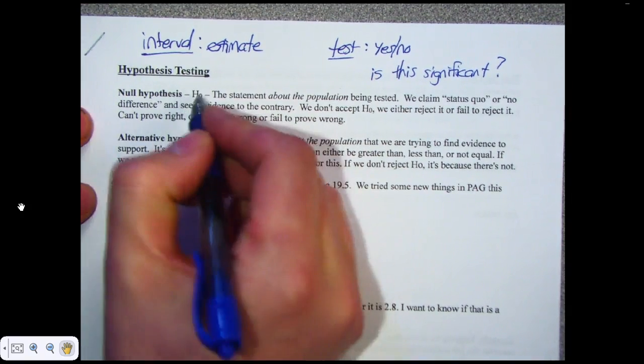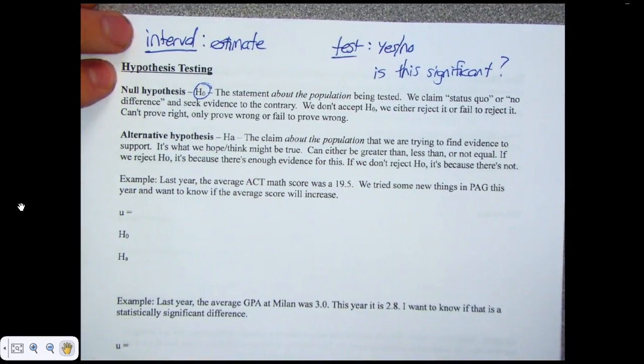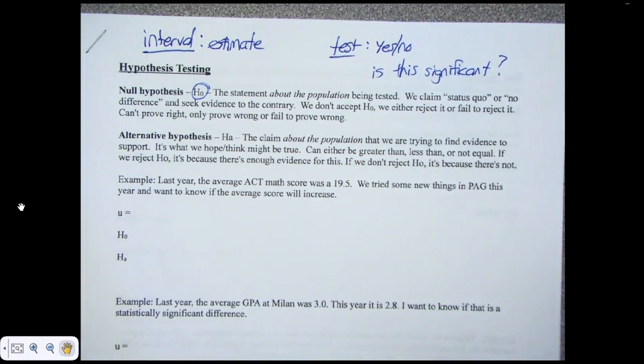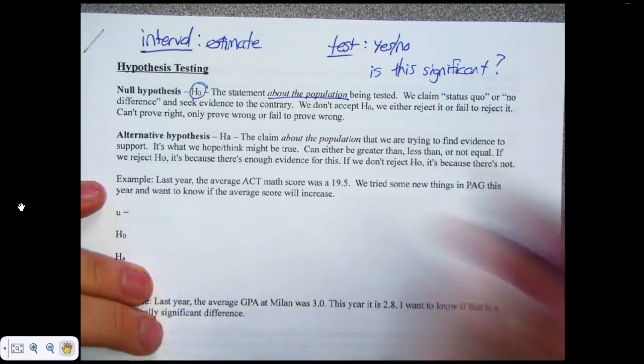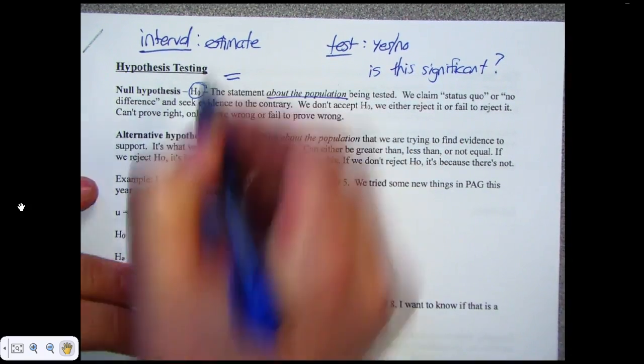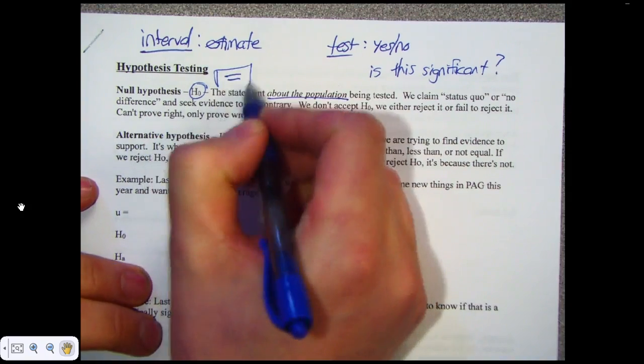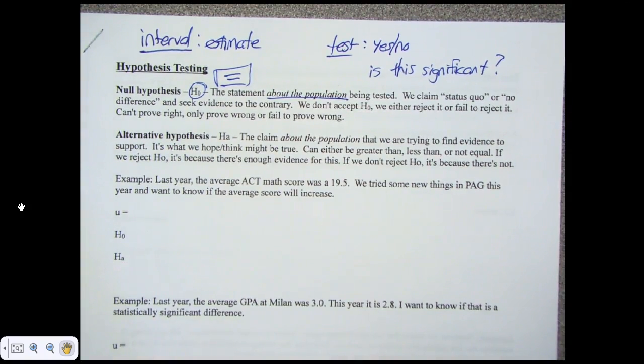Okay, so the null hypothesis. This is your H0. Again, null means 0. It's like a starting point. This is always about the population, and it's always equal. H0 has to be something equals something. It might be mu, it might be p, depending on whether we're working with means or proportions. But it's got to be, here's my claim, I think this equals this.